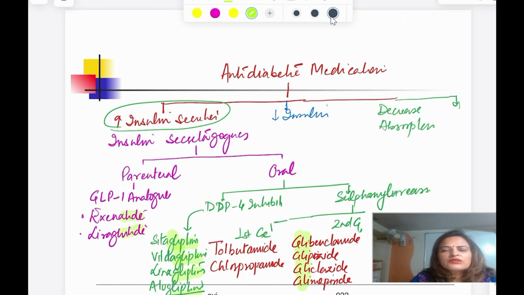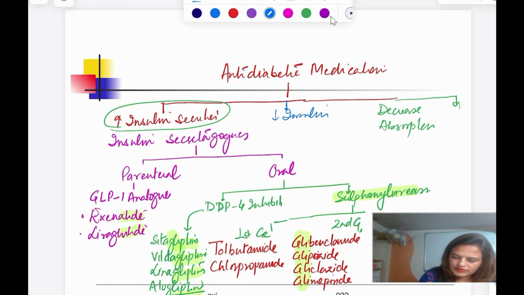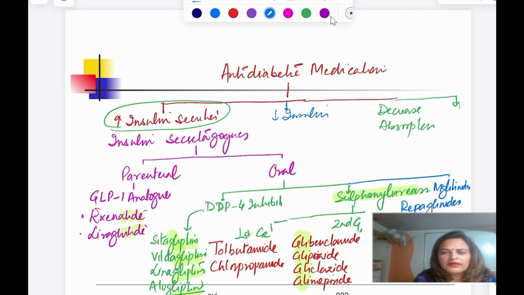Now coming to how this group of drugs act, we'll take up first the sulfonylurea group of drugs. Then one more in oral is there, the meglitinides, and under the meglitinides we have repaglinide and nateglinide. These are the two drugs. So anti-diabetic medication, how we are going to classify it: the one which is going to increase insulin secretion, I have just taken one. So the mechanism of action will be clear.